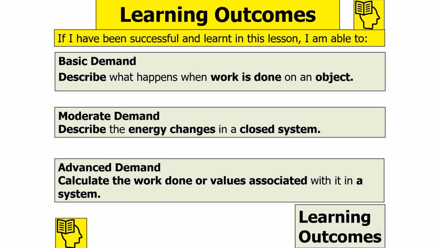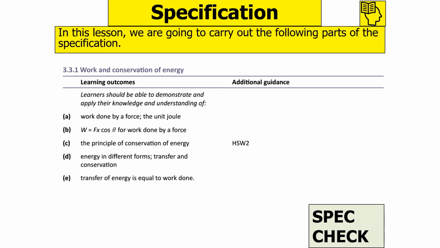If we've been successful in today's lesson, we should be able to describe what happens when work is done on an object, describe the energy changes in a closed system, and then calculate the work done or values associated with it in a system. So we're going to be looking at the following part of the OCR A-Level Physics specification: 3.3.1 Work and the conservation of energy.